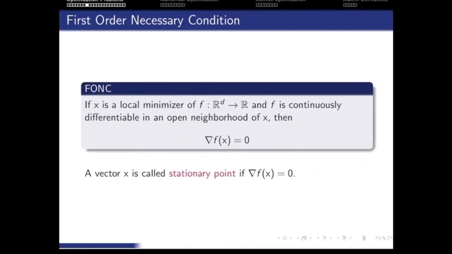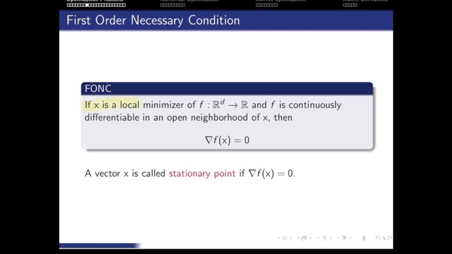Now, what we have done in the one-dimensional case can be generalized to the higher dimensional case. The first order necessary condition and the second order necessary conditions also exist subject to gradients. So the first order necessary condition for higher dimensional functions looks like stated here.